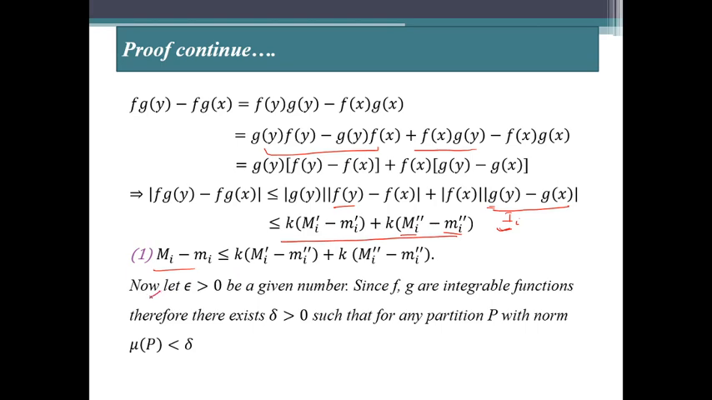Now let us suppose epsilon is any arbitrary positive number which we can make as small as possible, and f and g are integrable functions. So there exists a delta greater than 0 such that for any partition P with norm mu(P) less than delta, we know that the difference between upper and lower Darboux sums will be less than epsilon upon 2k. And similarly for function g, because g is also Riemann integrable, its upper and lower Darboux sum difference will be less than epsilon upon 2k.